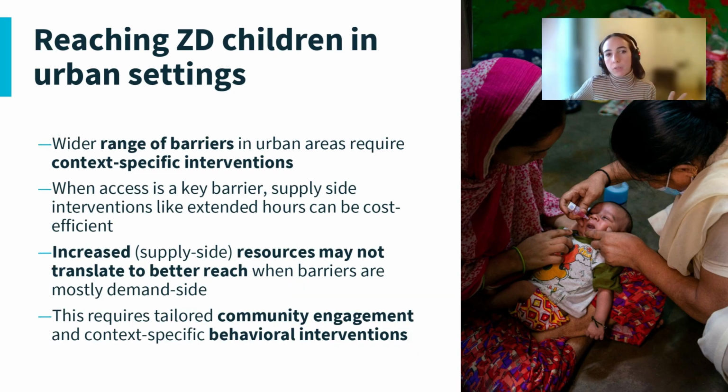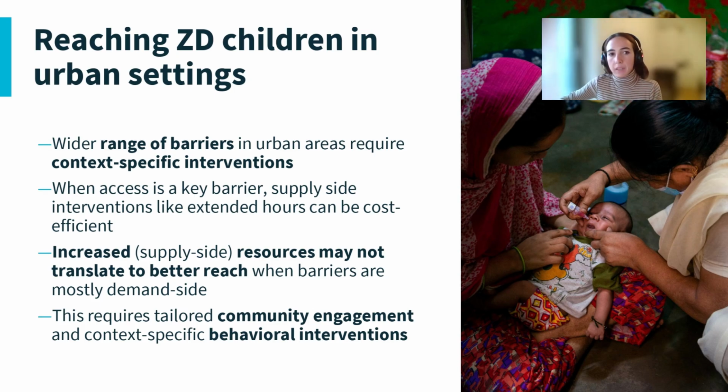So what are some of the conclusions we see from this evidence on reaching zero-dose children in urban settings? While in rural areas, constrained access to health facilities and to immunization services was the main barrier to getting children vaccinated, in urban areas, studies have found a wider range of drivers of zero-dose prevalence. This means that tailoring interventions to ensure that they address the key barriers faced by zero-dose children in that specific context is essential to ensure that interventions are cost efficient.